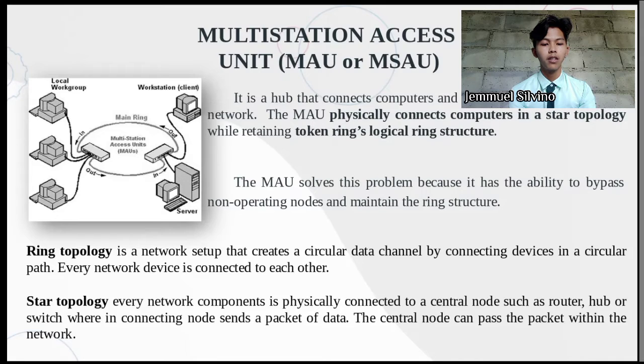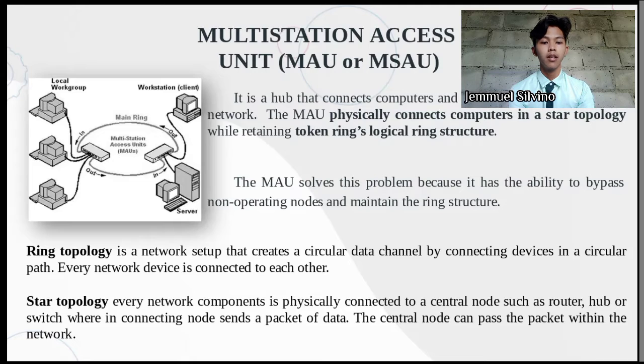Let me explain first what are the ring and star topology. The ring topology is a network setup that creates a circular data channel by connecting devices in a circular path. Every network device is connected to each other. Next is star topology. Every network component is physically connected to a central node such as router, hub, or switch, wherein the connecting node sends a packet of data. The central node can pass the packet within the network.